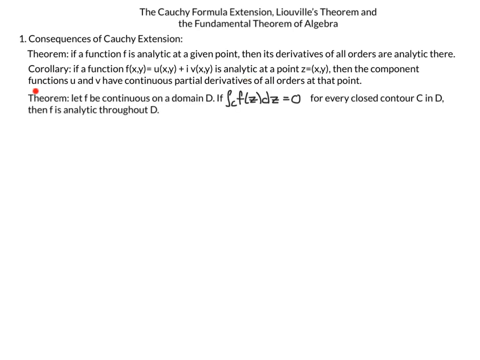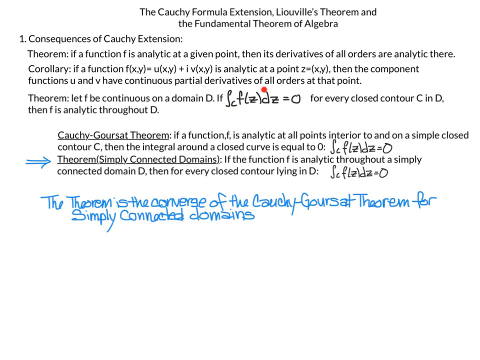The next theorem we want to prove is: let f be continuous on a domain D. Then if the closed curve integral over C of f(z) dz equals 0 for every closed contour C in D, then f is analytic throughout D. And if this theorem sounds a little bit familiar to you, that's because this theorem is the converse of the Cauchy-Goursat theorem for simply connected domains. And I have the Cauchy-Goursat theorem and the Cauchy-Goursat theorem for simply connected domains here for your reference.